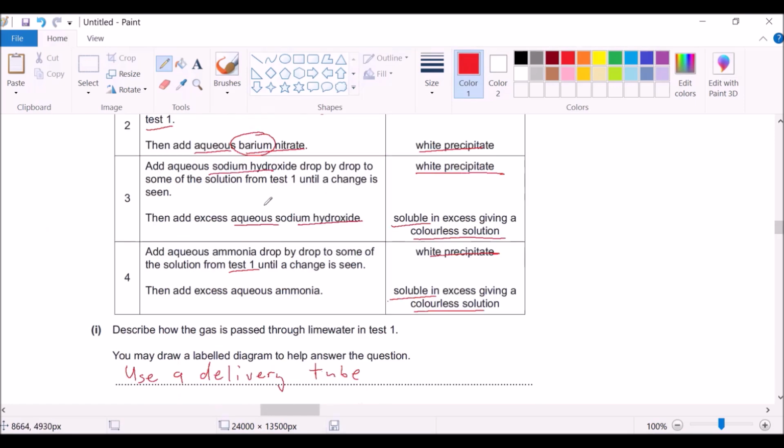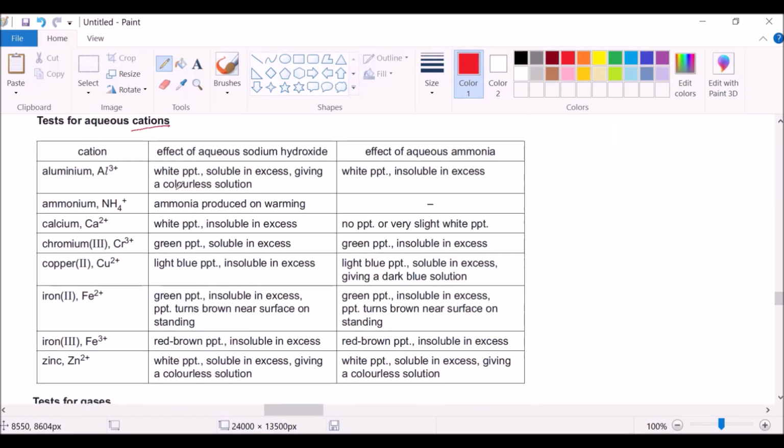Add sodium hydroxide drop by drop to some of the solution from test 1 until a change is seen. We have a white precipitate when we add sodium hydroxide, and when we add excess sodium hydroxide, it becomes soluble. So we go back to our tables and now use the aqueous cations. And we'll see that for zinc 2 plus, a white precipitate forms when we add aqueous sodium hydroxide, but when we add excess, it becomes soluble, giving a colorless solution.